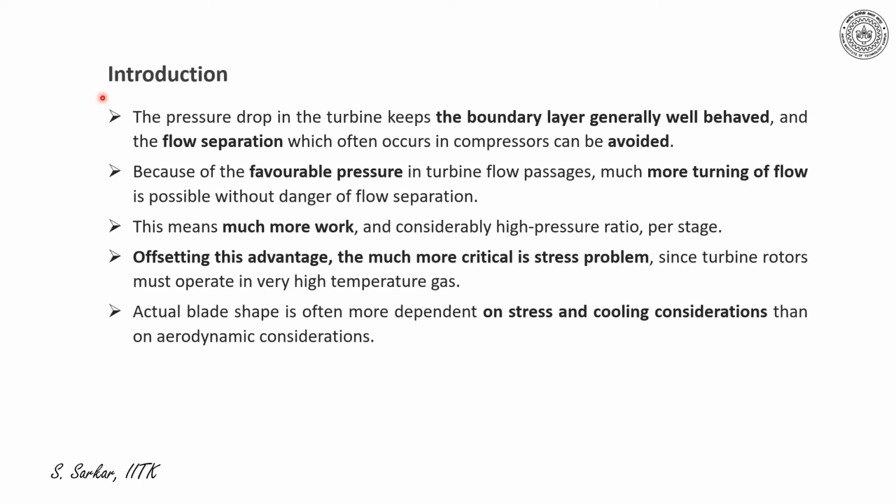I've explained here why the efficiency of a turbine is often more than that of a compressor. Please note that the pressure drop within the turbine blade passage keeps the boundary layer well behaved, and flow separations can be avoided here. However, the flow often separates within the compressor passage because of adverse pressure gradients. Furthermore, due to favorable pressure gradients in a turbine flow passage, much more turning of flow is achievable without danger of flow separation. This means much more work and considerably high pressure ratio per stage is possible.